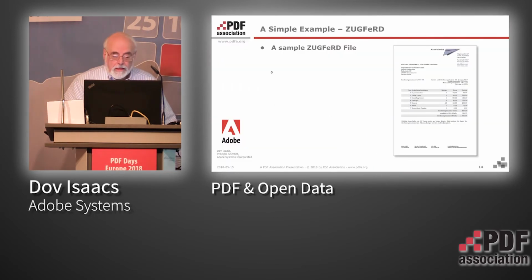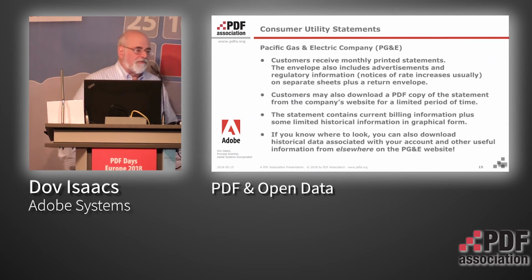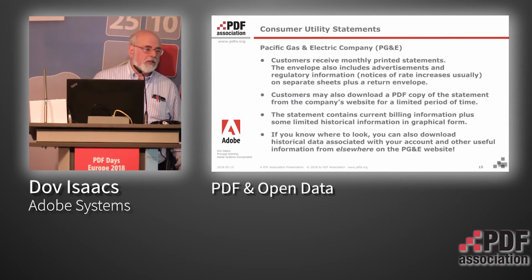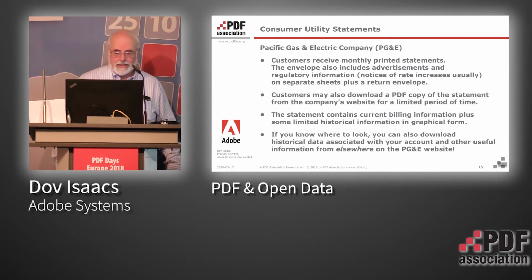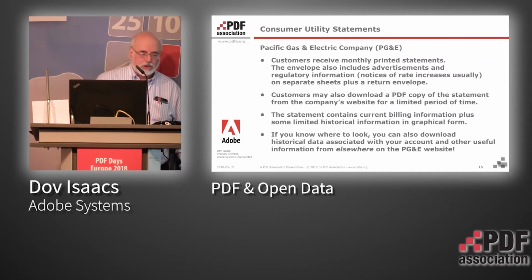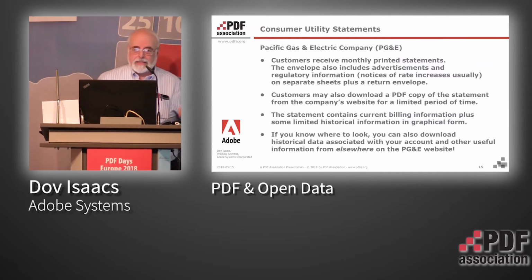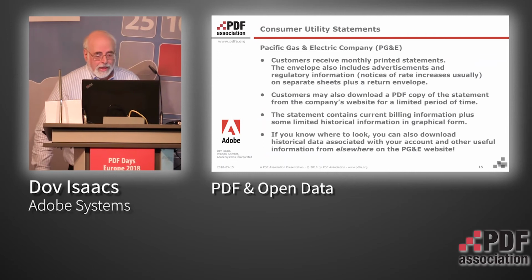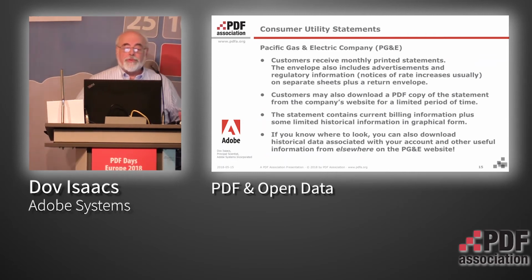Okay, let's take another example. California has a utility company, much beloved, called Pacific Gas and Electric Company, PG&E. You may hear it referred to as pigs, goats, and elephants, but I didn't say that. Customers receive a monthly printed statement. The envelope includes advertisements and regulatory information, and that regulatory information is usually notices of rate increases coming up on separate sheets of paper, plus a return envelope to send your check in.